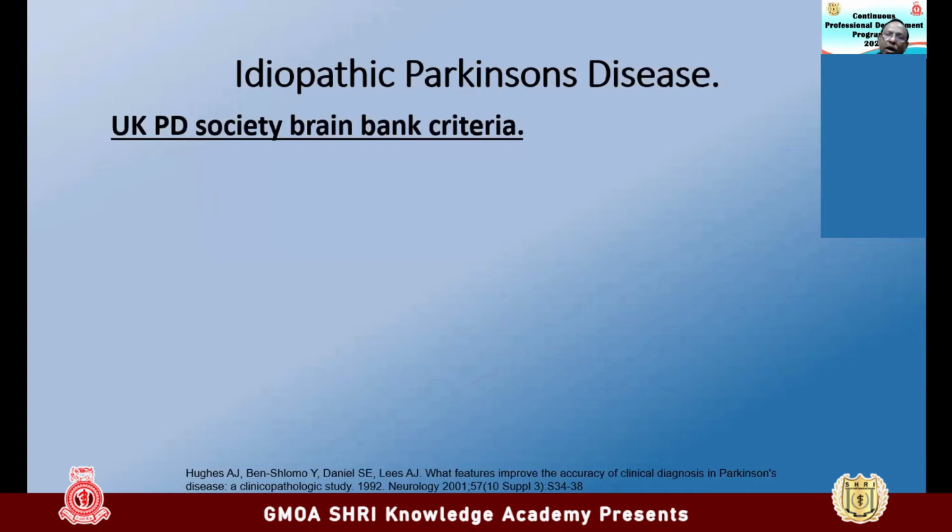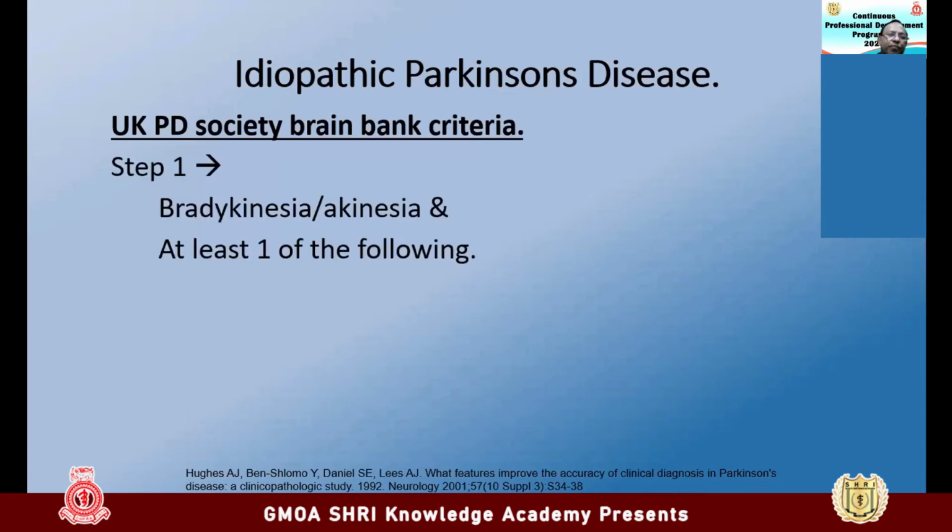So what they did, for example, they took 100 patients with suspected Parkinson's, and they did a post-mortem on the brain, and as a gold standard, they tried to find whether there are Lewy bodies. If the Lewy bodies are there, you know that is Parkinson's disease. They retrospectively analyzed their symptoms and developed a criteria that is more specific and sensitive in diagnosing Parkinson's disease. Their step one is that these patients should have bradykinesia and akinesia.